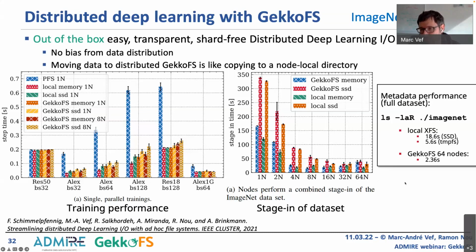Then we have another operation that is also used in deep learning as a reader operation, which is ls -l. In this case, this is the full ImageNet data set. And if we have 64 nodes, we are also very fast on this ls operation, right? It takes 2 seconds, compared to a local XFS, for example on an SSD, where it takes close to 20 seconds.